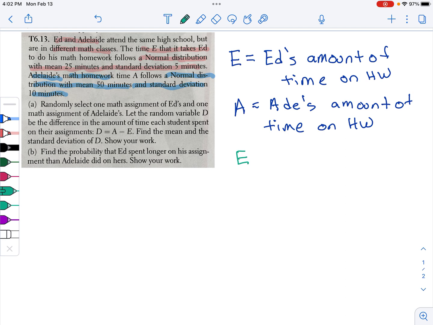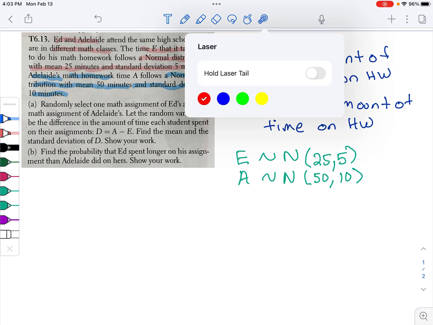So Ed, you have been told, has a normal distribution. It's approximately normal with a mean of 25 minutes and a standard deviation of 5 minutes. Addie also has a distribution that's been stated to be normal, and she takes 50 minutes with a standard deviation of 10. All right? So it's important that you set this up at the beginning so you understand what the difference is.